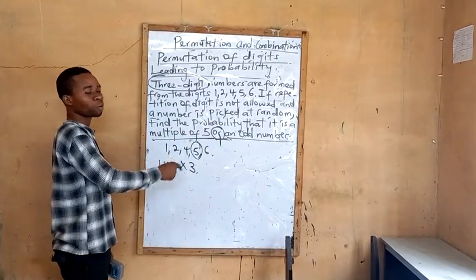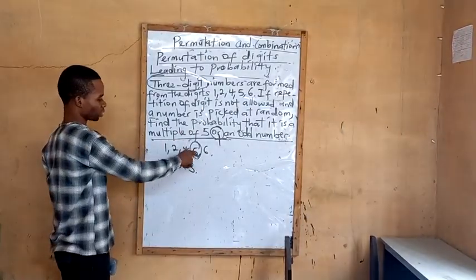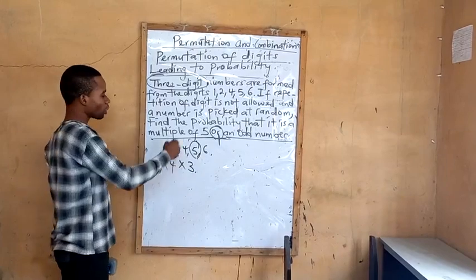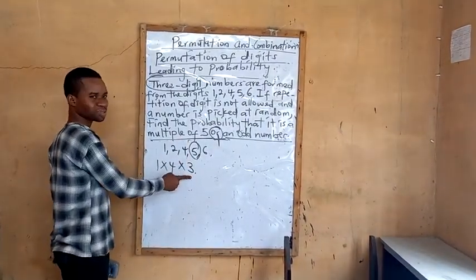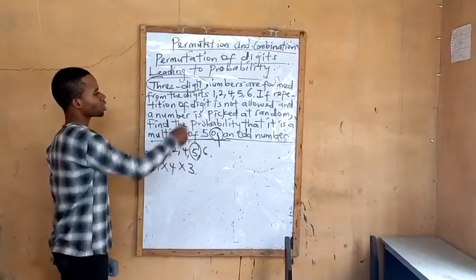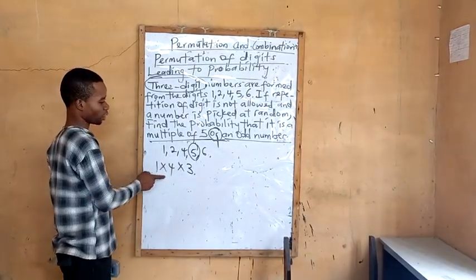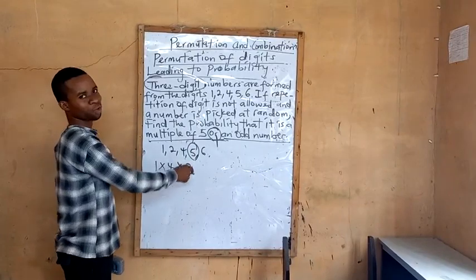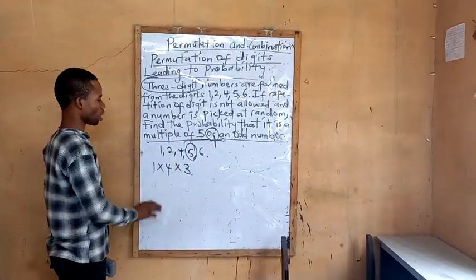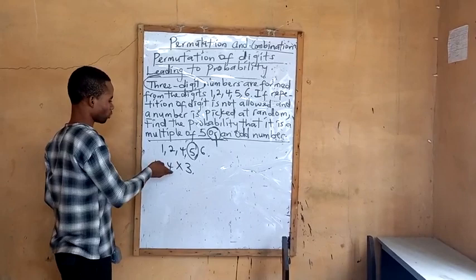So the second number I'm going to pick is going to occupy the 4 places. The third number I'm going to pick is going to occupy the 3 places. Assuming repetition is allowed, the second number would also have 5 places, and the third number would also have 5 places. But since repetition is not allowed, it's going to be 1 times 4 times 3.